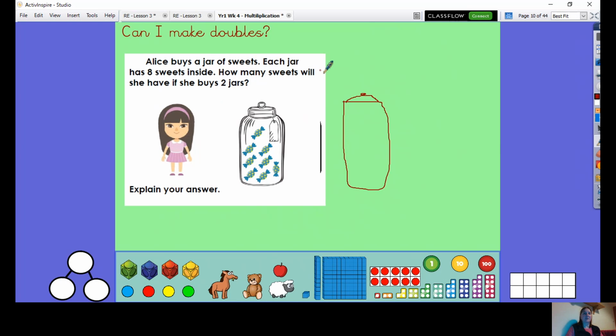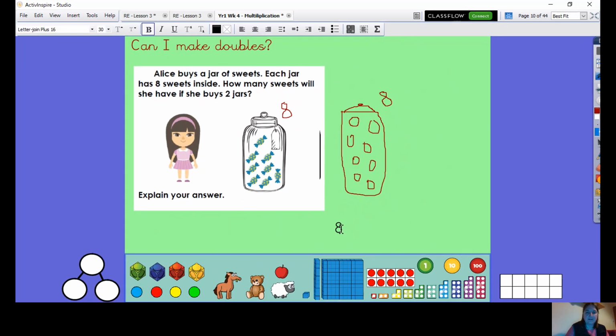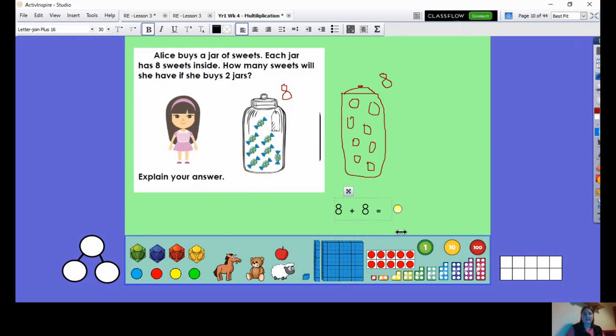So she said, how many sweets will be in 2 jars? So there's 8, and I'm going to draw another 8 here. 1, 2, 3, 4, 5, 6, 7, 8. So I know we've got 8 in here, and 8 in here. So what does double 8 make? So double 8, so 8 and 8 equals, and then this is where I would count.